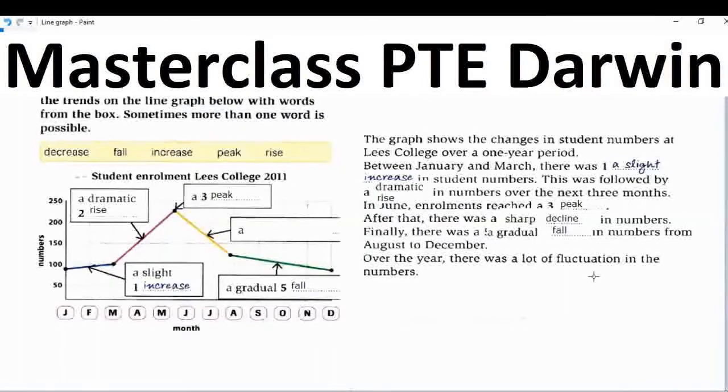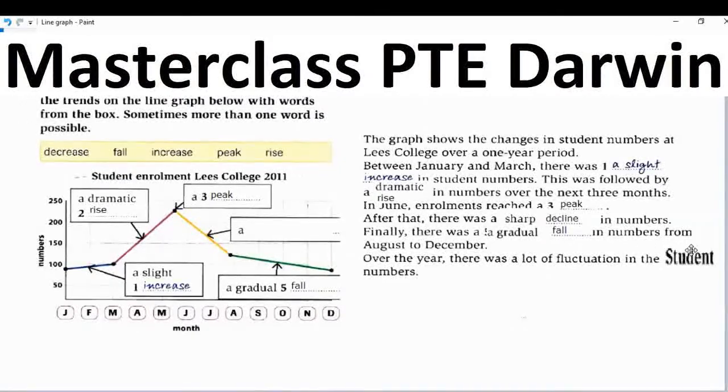If we say there was a fluctuation in temperature, what does that mean? It means the season and the weather are changing, the temperature changing very fast. Yes, you're right. So fluctuation means going up and down. So over the year there was a lot of fluctuation in the numbers. In the student numbers, you can write student numbers because they are talking all about student numbers. You can add this word as well.